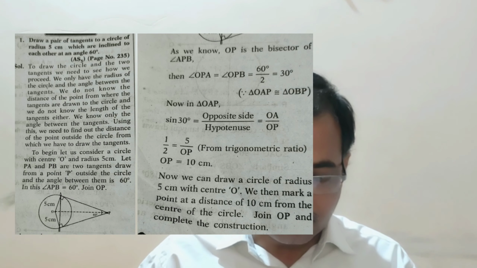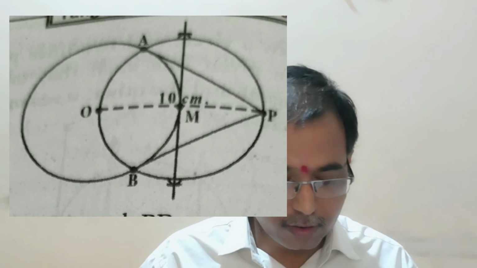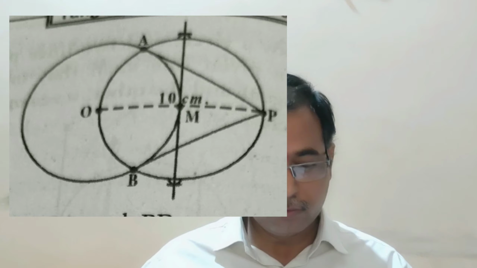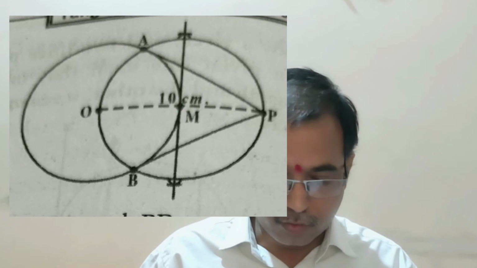And next, draw a circle of radius 6 cm and a point 10 cm away from its center. Construct a pair of tangents to the circle and measure their lengths. Verify by using the Pythagoras theorem.